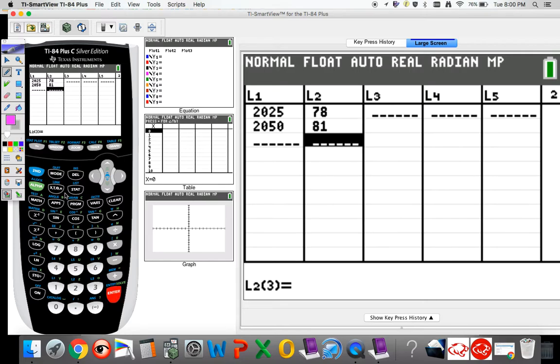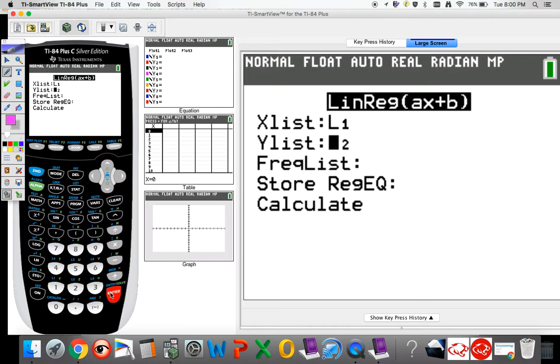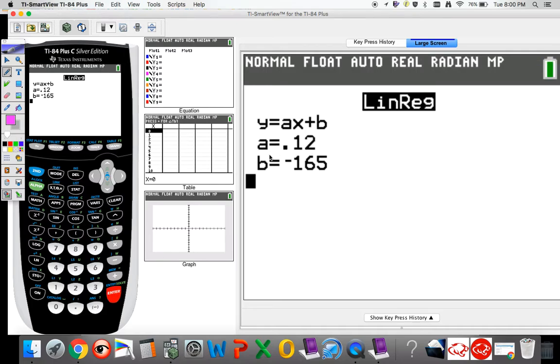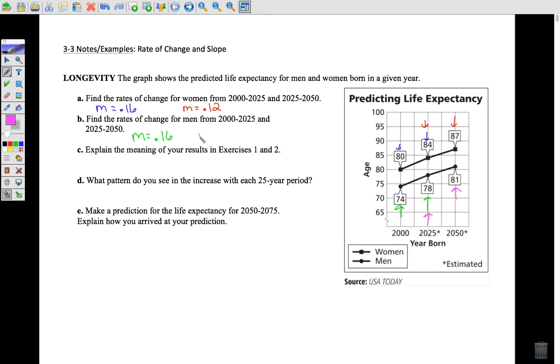Okay, so once you have those in, you're going to hit stat, go over to calc, hit the number 4, hit your enter, enter, enter, enter, enter, and my slope here again is 0.12. So A equals 0.12, that's your slope, that's your M. So M equals 0.12, which is the same as the women. And just like we have up here, that's equal to, if it wants it in fraction form, 3 over 25. Okay, so I'm going to write that down. M equals 0.12.